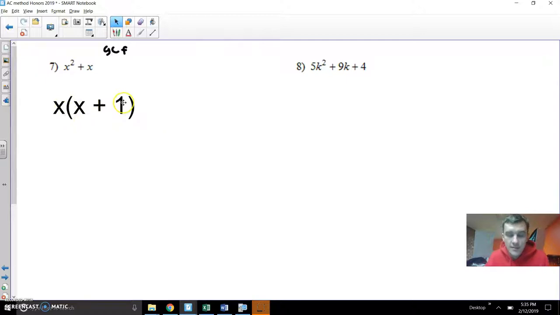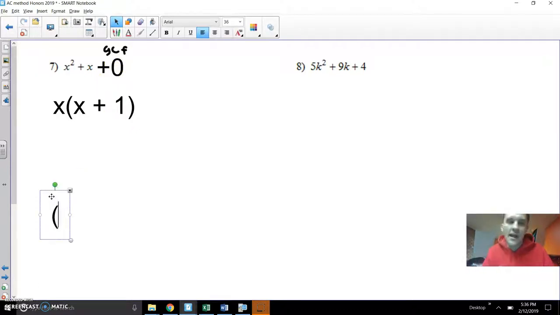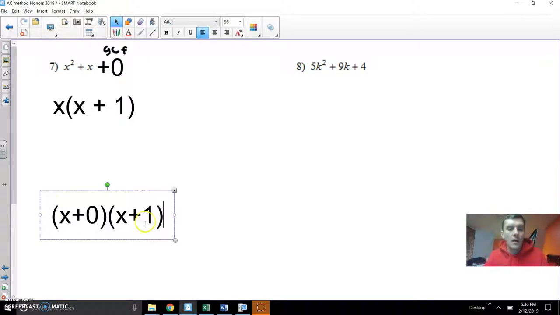If you were to rewrite this, that's what factoring is, rewrite it based on multiplication. X times x is x squared, x times 1 is 1x. That's kind of over. Now if you think about it as the method, well, your c value is 0. So you've got to think, what multiplies to be 0 but adds to be 1? Well, that's x plus 0 times x plus 1. 0 times 1 is the 0 in the back, and 0 plus 1 is the 1 in the middle. However, this right here is kind of silly to put x plus 0.